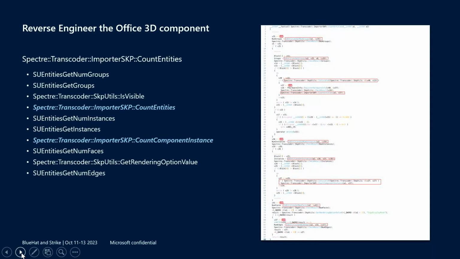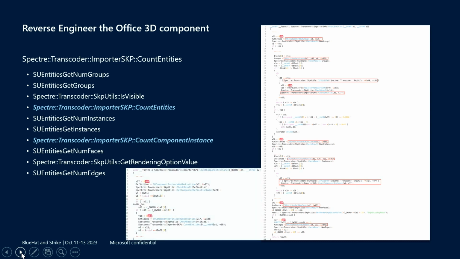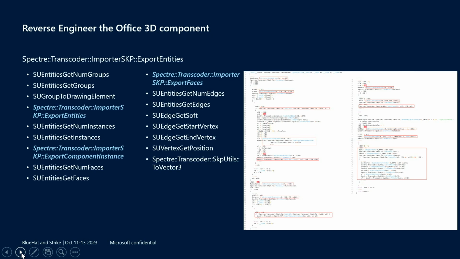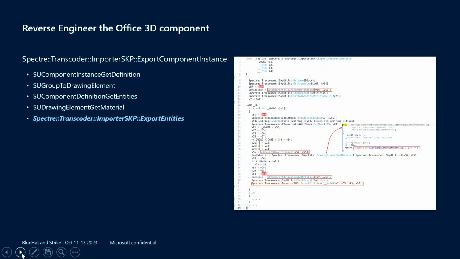And here is the wrapper function count entities. It also calls a bunch of SketchUp APIs and also calls itself, and it also calls another wrapper function, count component instance. And next, this is the next wrapper function, import entities. Let's quickly go through another. This is another wrapper function, import component instance.